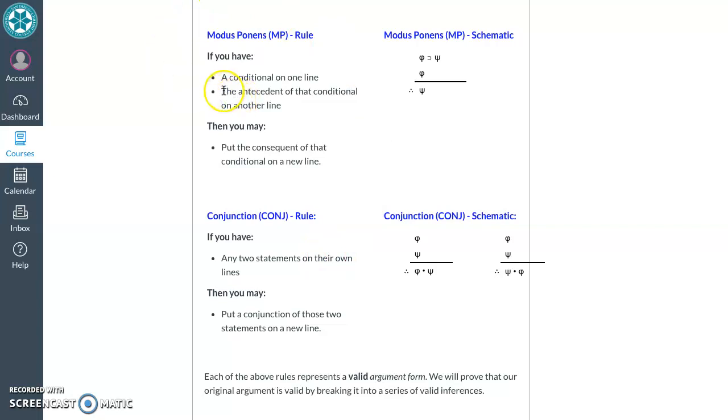And then here are 2 other rules, modus ponens and the conjunction rule. Modus ponens says if you have a conditional, and you also have or know to be true the antecedent of that conditional, then it follows that the consequent of that conditional. The rule says if you have a conditional on a line, and you also have the antecedent of that conditional on another line, then you may put the consequent, the second part of that conditional, on a new line.